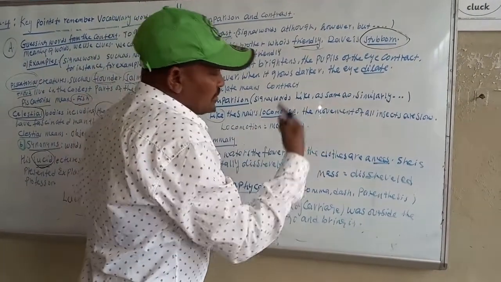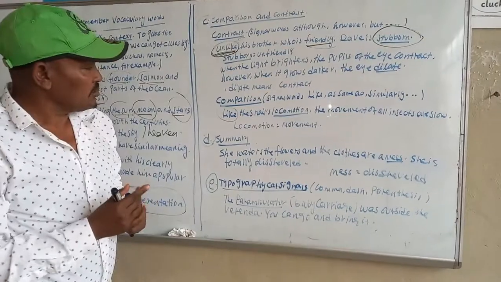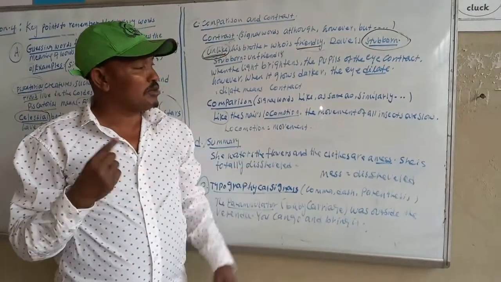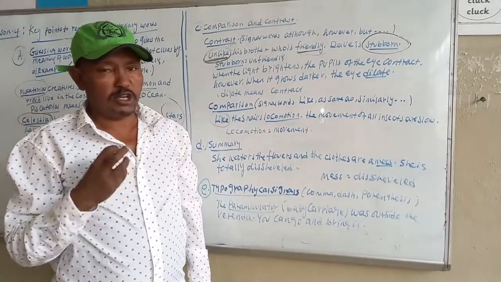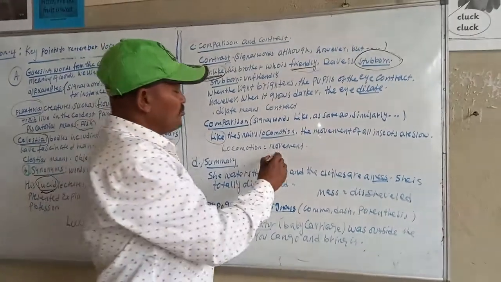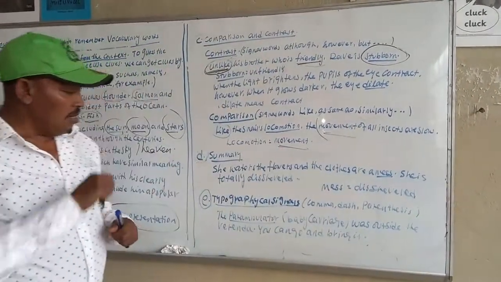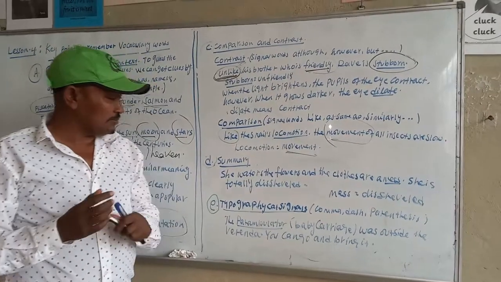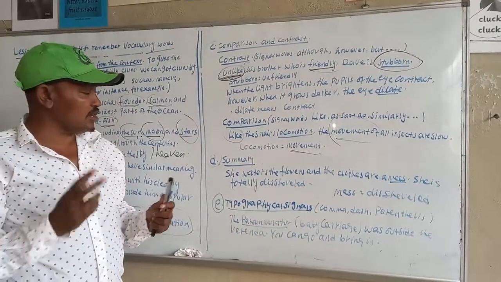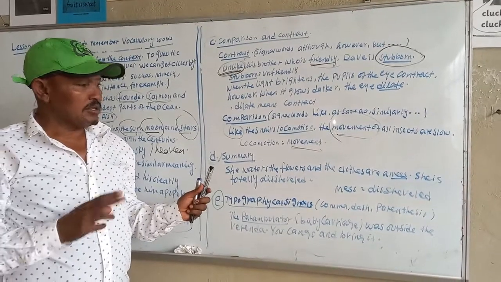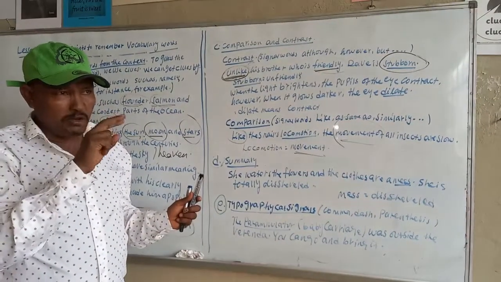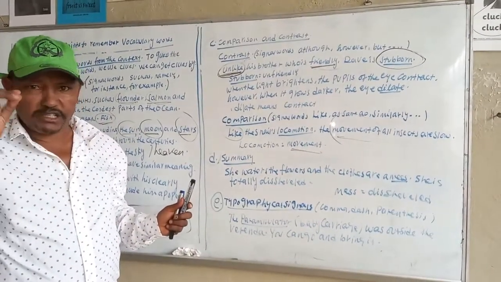Like this: locomotion, the movement of all insects, is as a no. So locomotion means movement here, because these two ideas are the same. And the other way of getting a clue is summary, so the idea or the meaning of the underlined word is written in summary form.